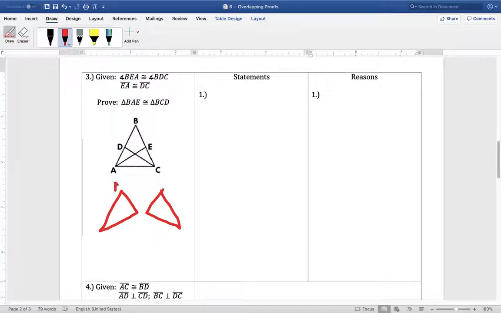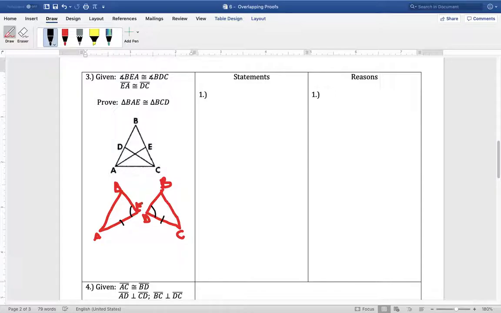So this is B, E, and A. And this is triangle B, D, and C. Okay. And if you go ahead and label everything as given, angle BEA, you can see that angle is right here, is congruent to BDC, which is here. And that's not necessarily a right angle, even though I made it look like it. So let me redraw it. There we go. And EA, which is this piece, is congruent to DC, which is at the bottom.